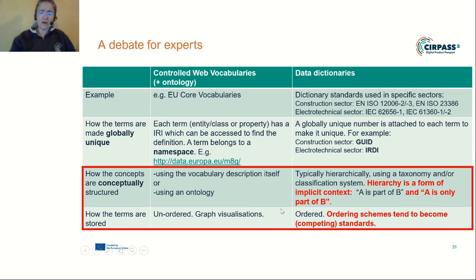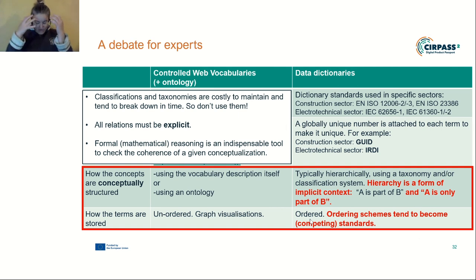Also, I observed that ordering schemes and classification schemes tend to become standards and therefore tend to become competing standards themselves. So I may try to capture what it is that the experts argue about. If I come from the world of the controlled web vocabulary approach, the arguments are that classifications break down in time, so let's avoid using them altogether.